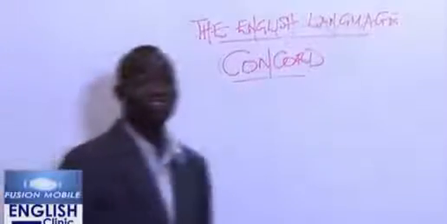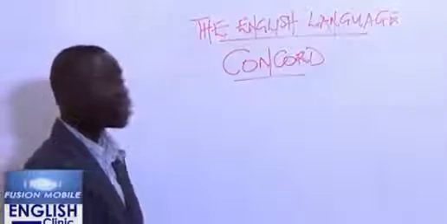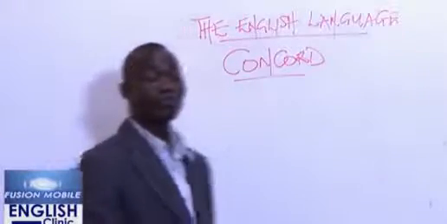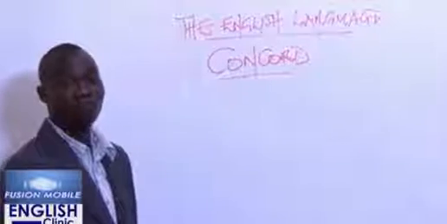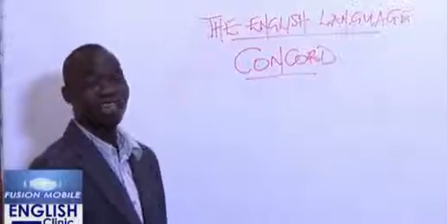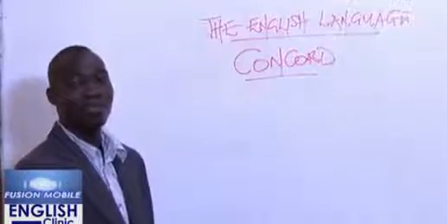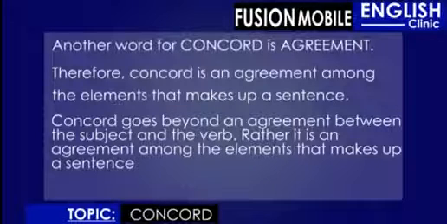In this part of the lecture, we are going to be talking about Concord. Now, before we talk about the rules of Concord, I would like to define what Concord is all about. Another word for Concord is agreement. So, what agreement are we talking about? We are talking about the agreement among the elements that make up a sentence. In other words, agreement among clausal elements.